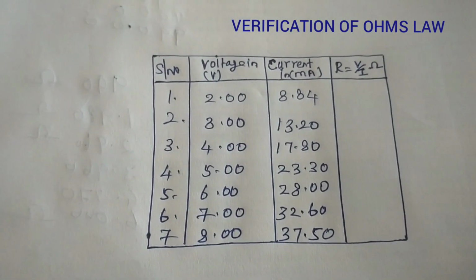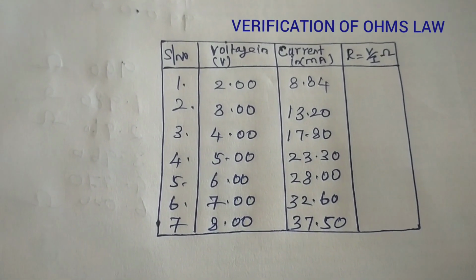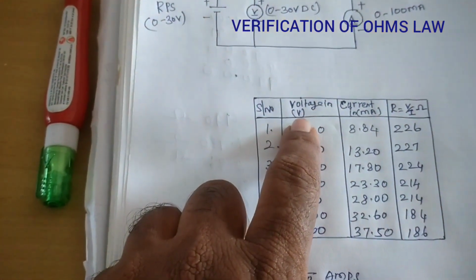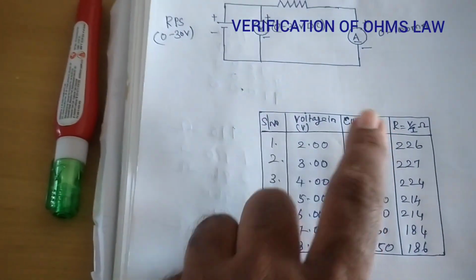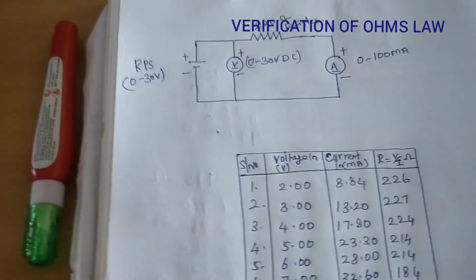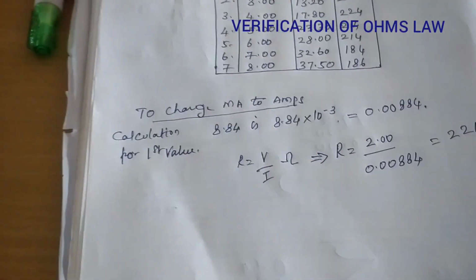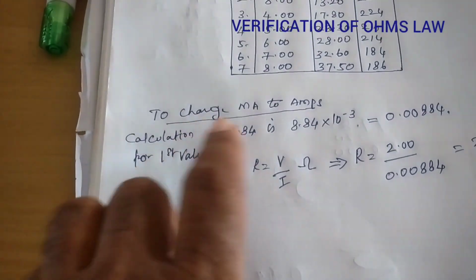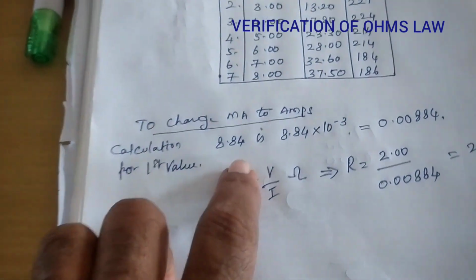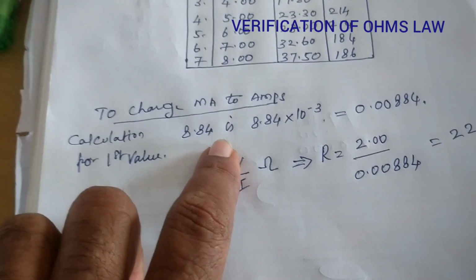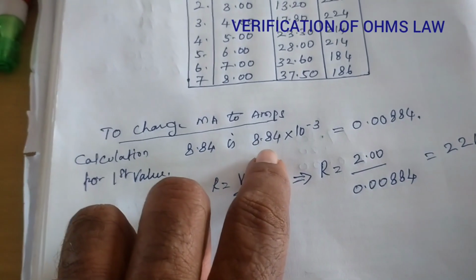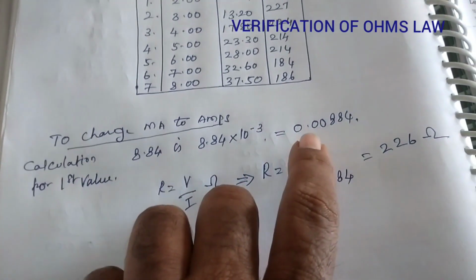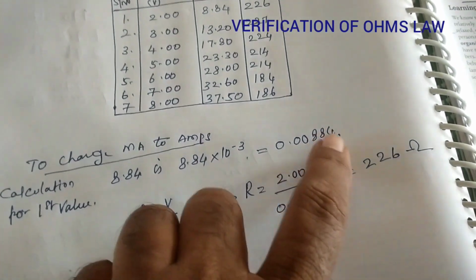Now you can calculate R, that is V divided by I. We can see the voltage is in volts and the current in milliamps. So to change the current from milliamps to amps, we are going to take into account only the first value. You can see, to change milliamps to amperes, 8.84 milliamps is written as 8.84 into 10 to the power of minus 3 to convert into amps, that is we get 0.00884 amps.